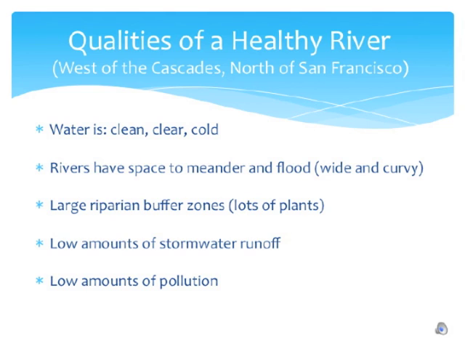Healthy streams also have really large riparian buffer zones. The word riparian just means next to a stream. Riparian buffer zones are made of plants, trees, shrubs, and ground covers that filter pollution and provide shade to help keep water in our streams clean, clear, and cold.